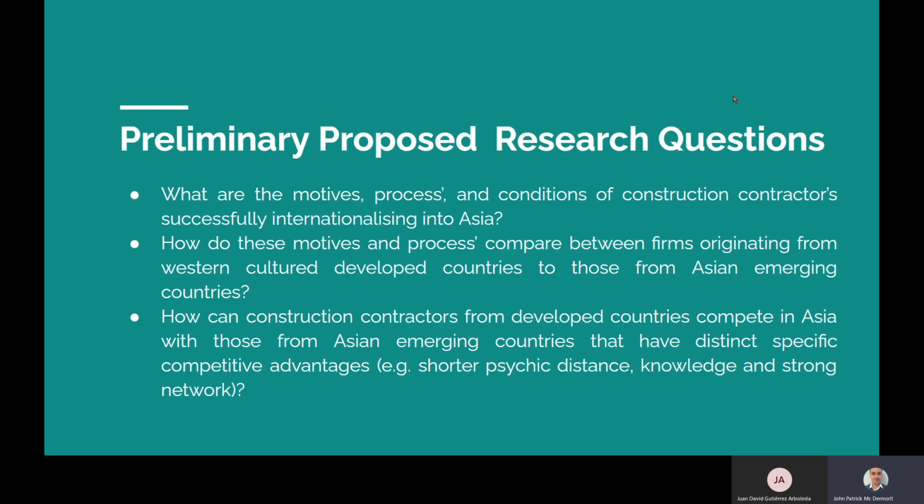Preliminary proposed question, what I'm considering to start off with: what are the motives, processes and conditions of construction contractors successfully internationalizing into Asia? This will include many countries, not just one or two specific countries. How do these motives and processes compare between firms originating from Western culture developed countries to those from Asian emerging countries? And the reason I say this is that there are specific advantages from both. How can construction contractors from developed countries compete in Asia with those from Asian emerging countries that have distinct specific competitive advantages, such as a shorter cyclic distance, more local knowledge, and a strong network?